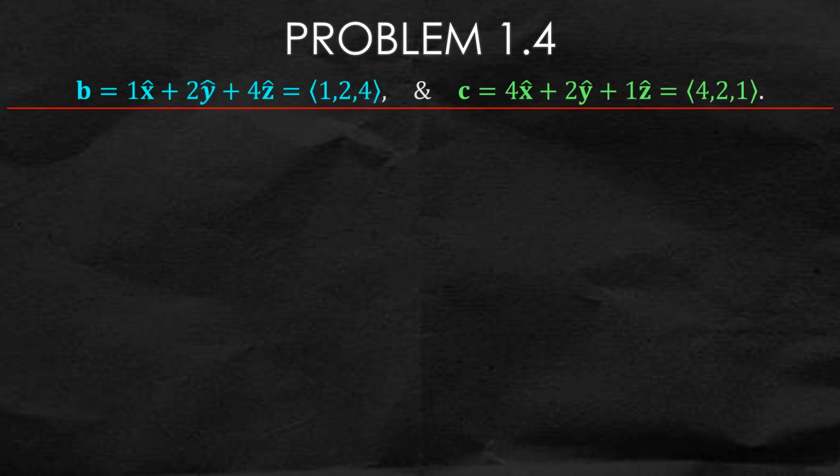Moving on to 1.4, where things get a little more interesting. Here we're given two vectors, b and c, as we see in unit vector form and angle bracket notation form. Now, our mission is to find the angle between them. This is where the dot product shines. Remember, the dot or scalar product mathematically links vector orientation by revealing the cosine of the angle between them. And this is the geometric definition mentioned last video.